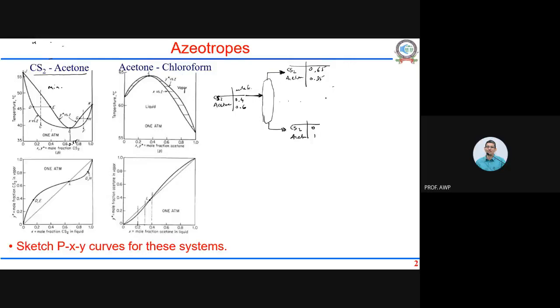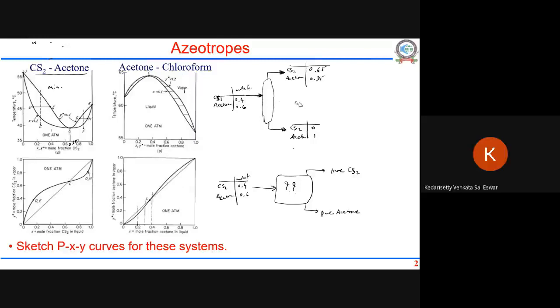How do I get pure CS2 now? I got pure acetone, but have I got pure CS2? I want to do something so that I get pure CS2. Pure means almost pure, 0.999999999 if you want, and pure acetone. Can you think? By changing the process conditions. Now tell me what condition to change.